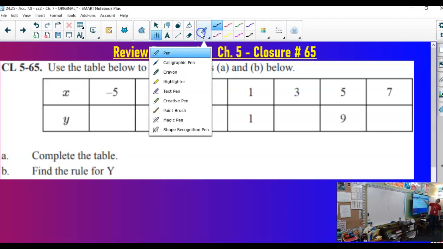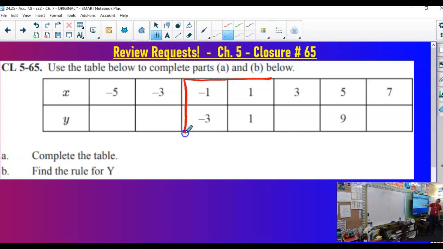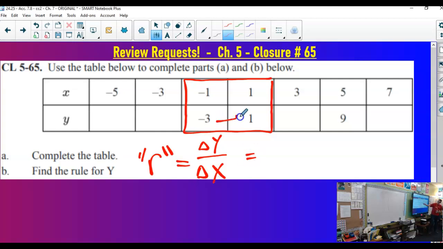We have 2 points. 2 points make a what? 2 points make a line. Yeah. We've been talking a lot about lines. Lines often have a slope. Slope is rise over run, or delta y over delta x. Okay. What's my change in y? 4. What's my change in x? 2. What's my slope?